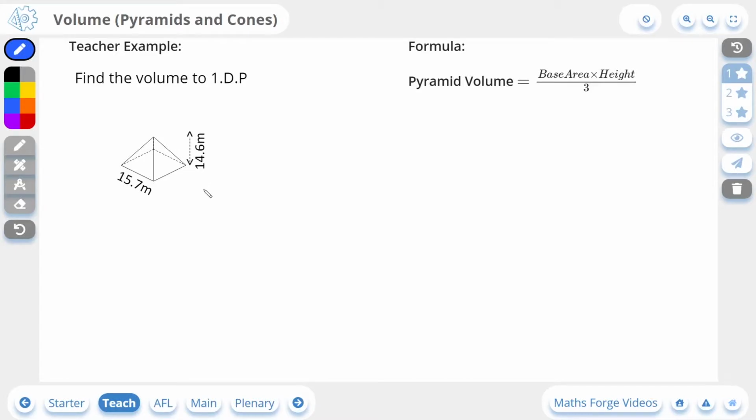Hi, this is Jack from Maths Forge, and in today's lesson we're going to be doing volumes of pyramids and cones. So let's take a look at our first example.